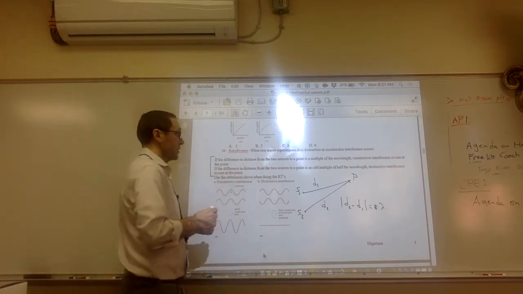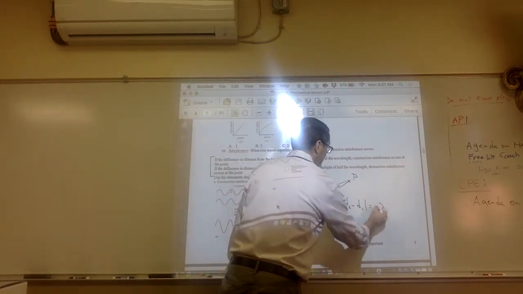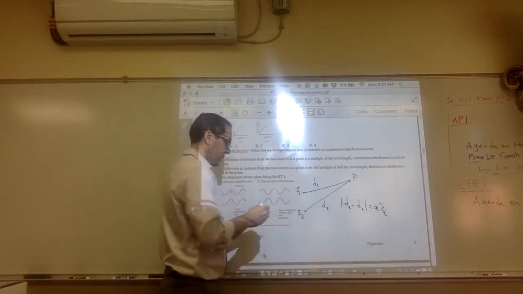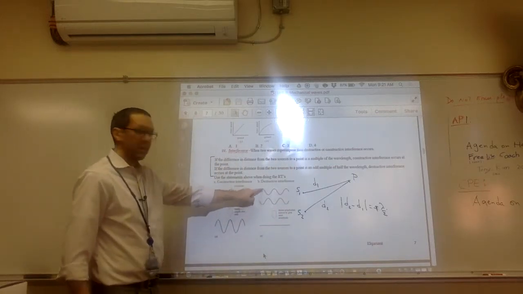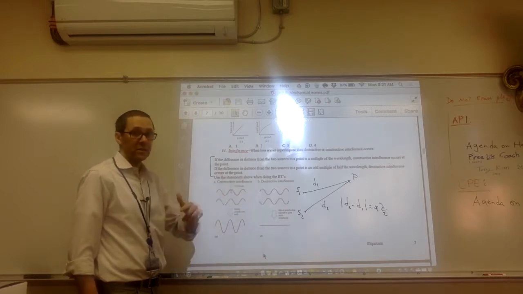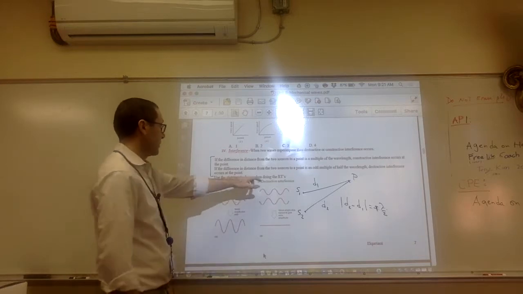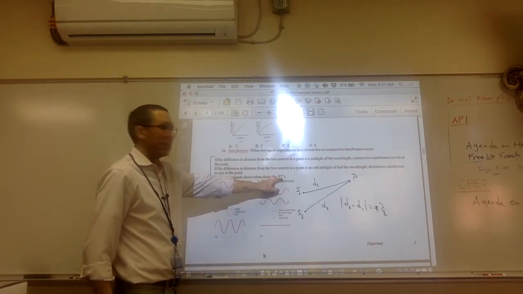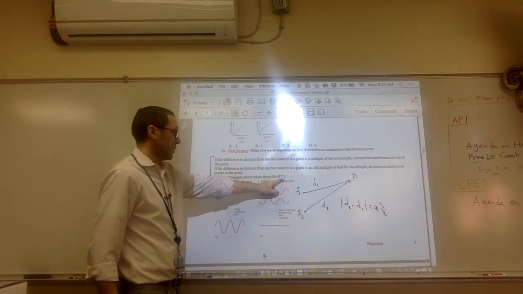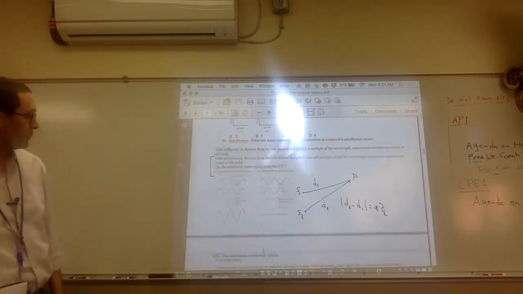If the difference is a multiple of half a wave, it means they're going to arrive like this. They're going to arrive out of phase. That's when you're going to have complete destructive interference. There are a lot of RTs that you're going to try for homework that will use this concept, so keep that in mind.